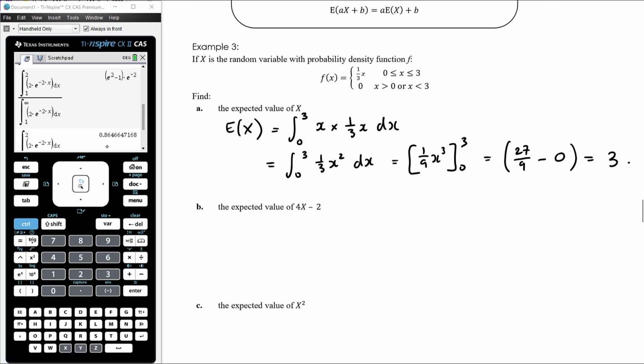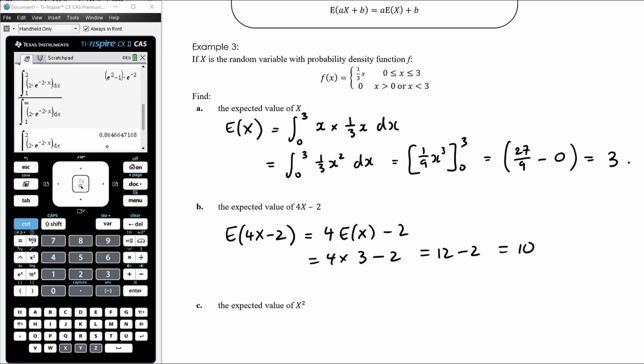Then we want the expected value of 4x minus 2. So that's the expected value of a linear function. That's the same as 4 times the expected value of x, take away 2. So 4 times 3 minus 2, 12 minus 2, so 10.